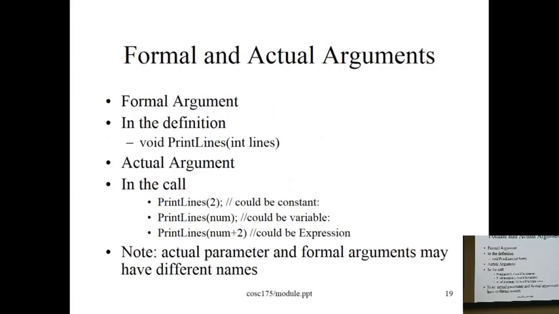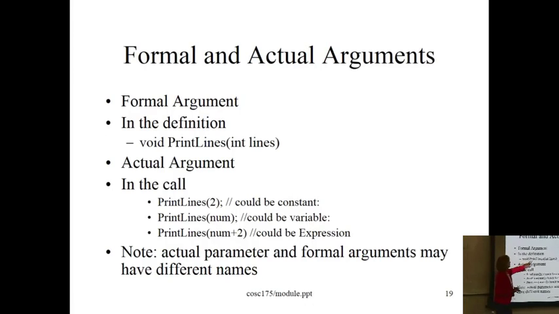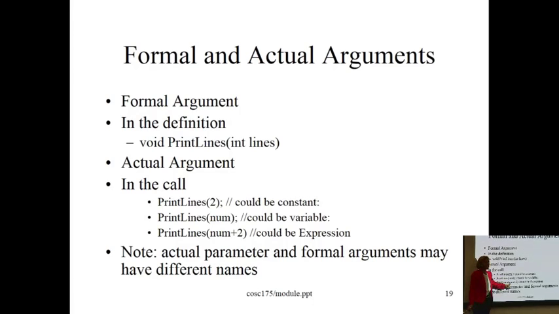Here's the same thing that I've just been talking about. This guy is formal. This guy is actual. Could I do something like this? Can I send num plus 2 to the, of course, so long as it's an integer, the actual can be a number, a variable, or an expression, so long as it's integer. Does that make sense? Okay?